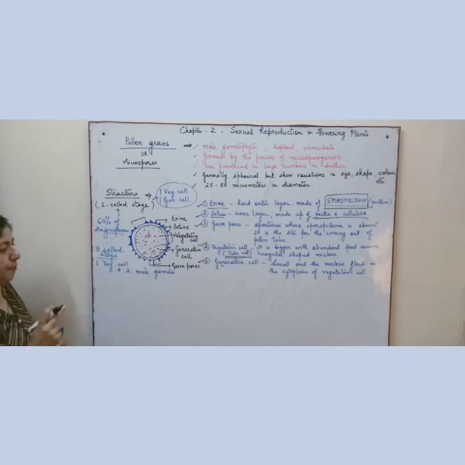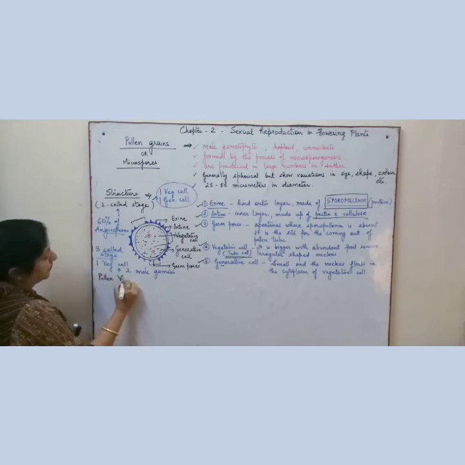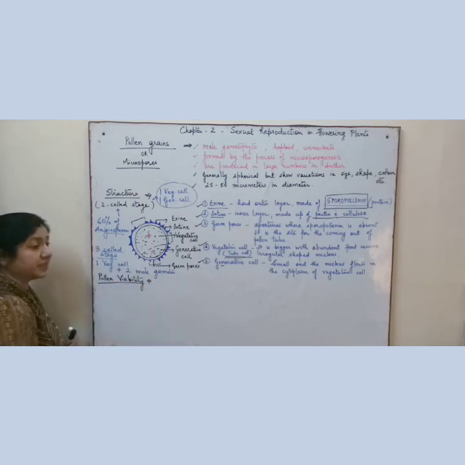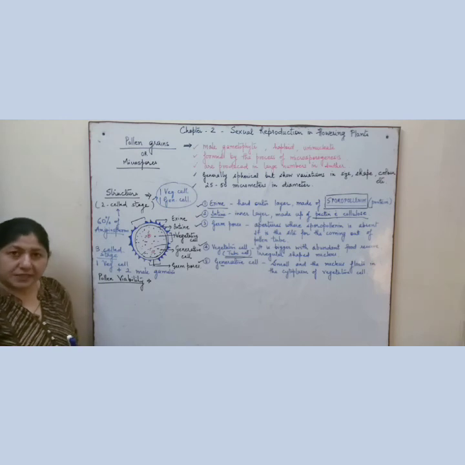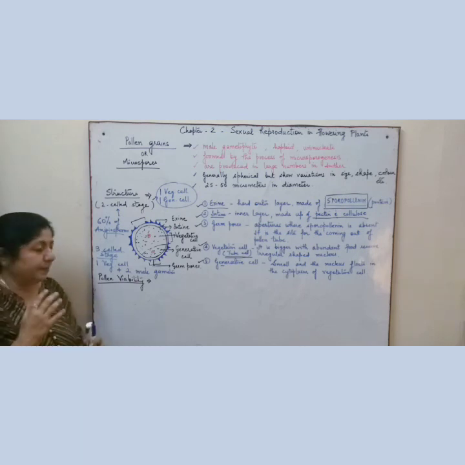Now, when we talk of pollen grains, there are certain terms which you should be familiar with. One is pollen viability. What is meant by pollen viability? Pollen viability means the capacity of the pollen grain to live, grow and germinate. So that is what is meant by pollen viability.